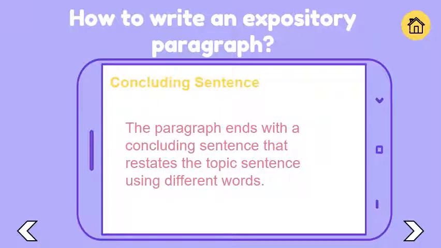Last, in the paragraph, you have to write the concluding sentence now. So the paragraph ends with a concluding sentence that restates the topic sentence using different words. Simply, you have to repeat the main idea in the concluding sentence but using different words from those used in the topic sentence.